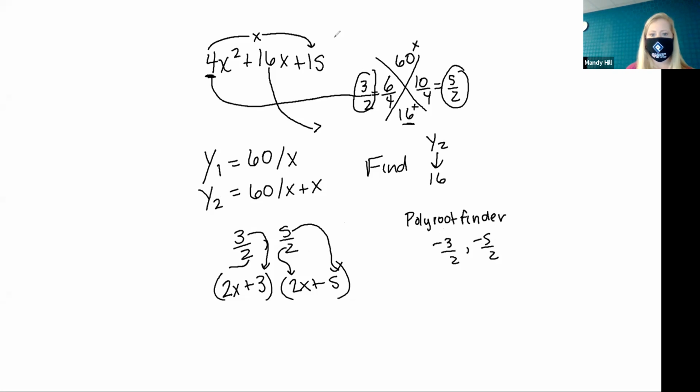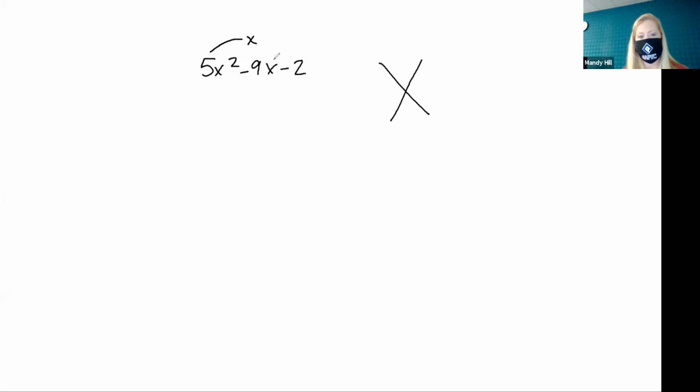Okay, let's work another one. Here's one. We've got 5x squared minus 9x minus 2. There's a number in front of the x squared. If there wasn't, I could just come over here and put -2 up here, but there is a number in front of the x squared, so I have to multiply these two. 5 times -2 is -10. This number in the middle goes on the bottom. So I'm looking for two things that multiply to give me -10 and add to give me -9.